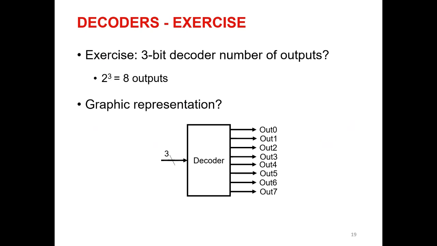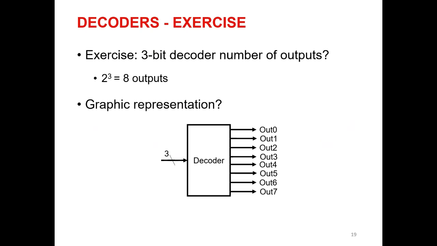Let me check if I see any other interesting questions. Okay, someone is still having questions regarding the decoder. He's asking, how do you actually know which output should be 1 and which output should be 0?